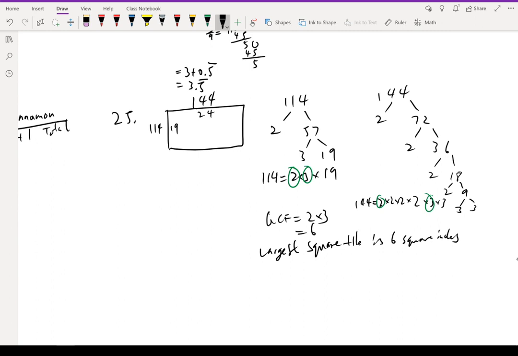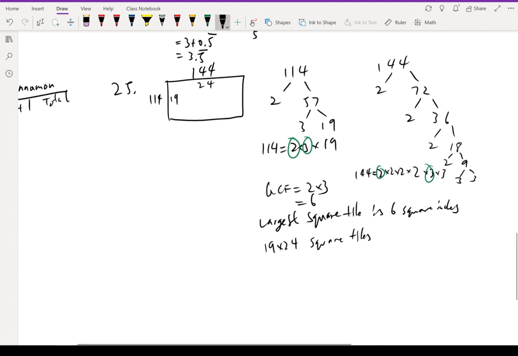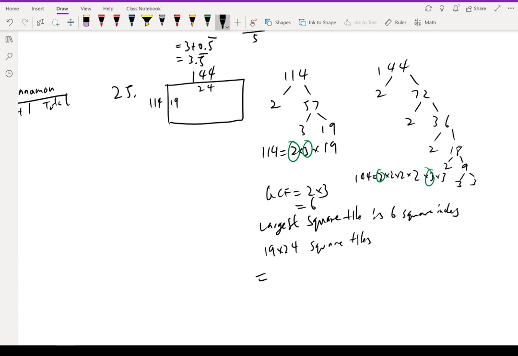And so we have 19 square tiles up and 24 square tiles across, which means that the total number will be 19 times 24 square tiles, which will give you an answer of 456 square tiles in total. Okay, so each square tile is 6 inches by 6 inches, or 6 square inches, and we are using 456 square tiles. So that's how you do it.